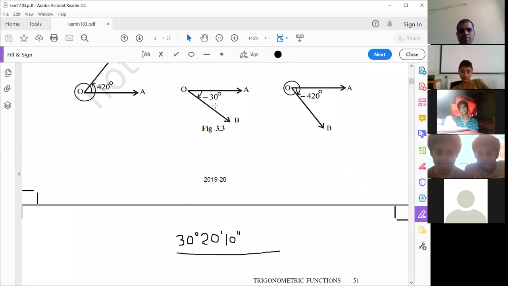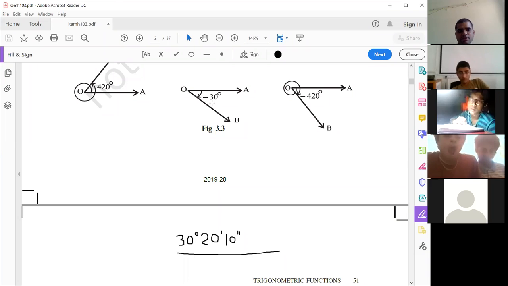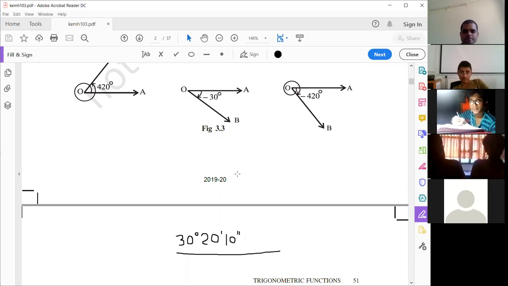So these are different conventions taken. You can see that if you measure the angle in the clockwise direction, this is taken as negative, minus 30 degree. And if you measure it in anti-clockwise direction, this is taken as positive.